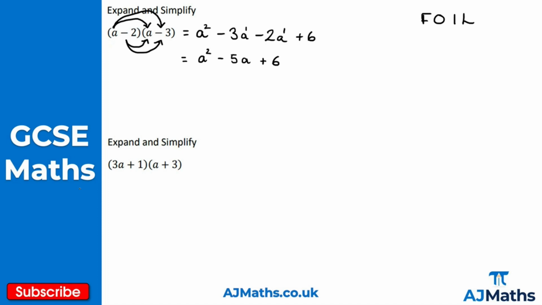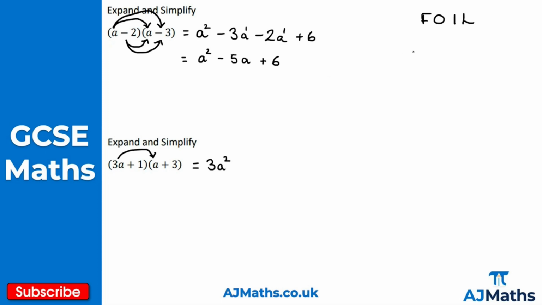And if we take a look at this final problem question here, we're asked to expand and simplify 3a plus 1 times a plus 3. So here, again, just using FOIL, we start with the first two. So we do 3a times by a. In that case, that would give me 3a squared.